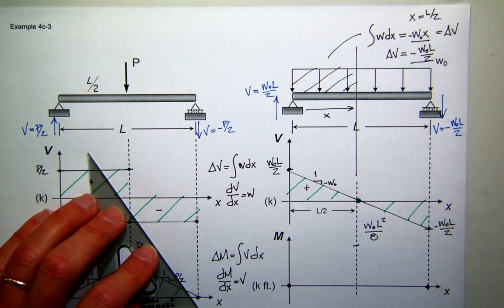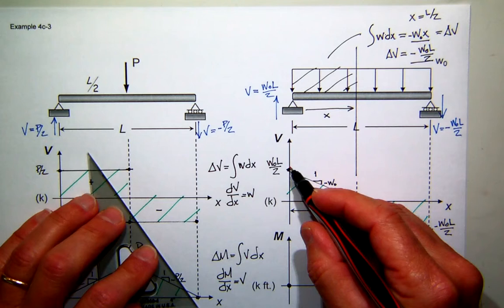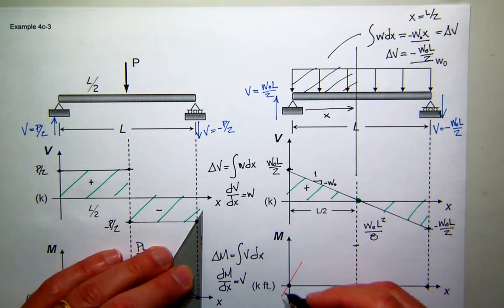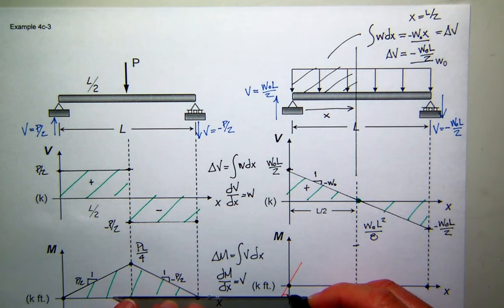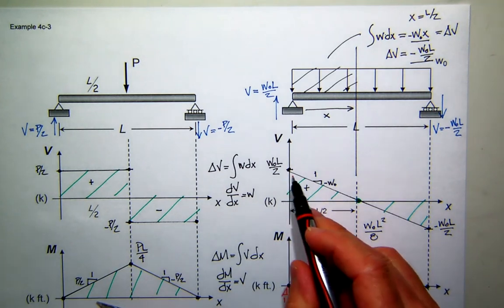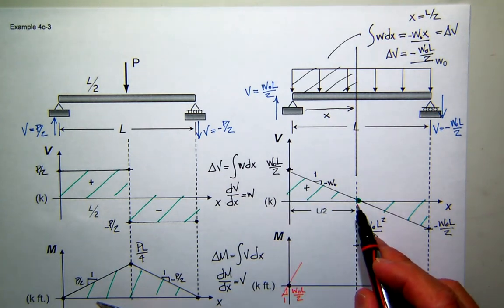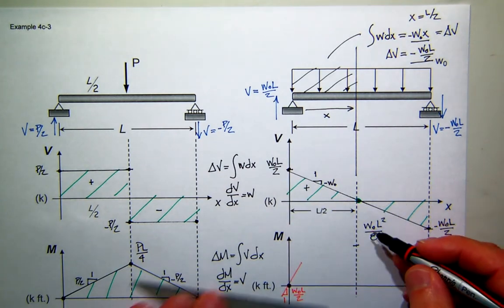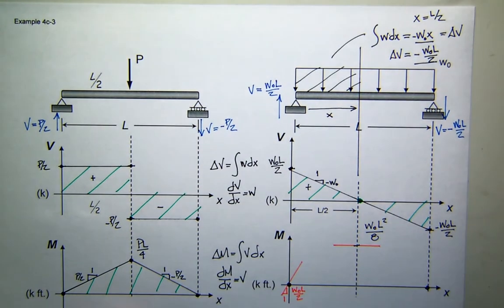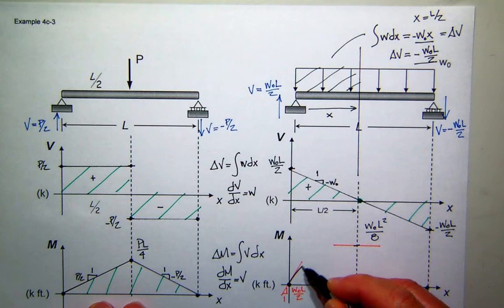Okay? So what now is the slope of my moment diagram? Well, it's equal to the shear. What is the shear here? Well, it's positive. In fact, if I look at it, it is W naught L over 2. And it decreases to 0. That means I have a 0 slope here. So I can now connect those. My moment diagram should look something like that.